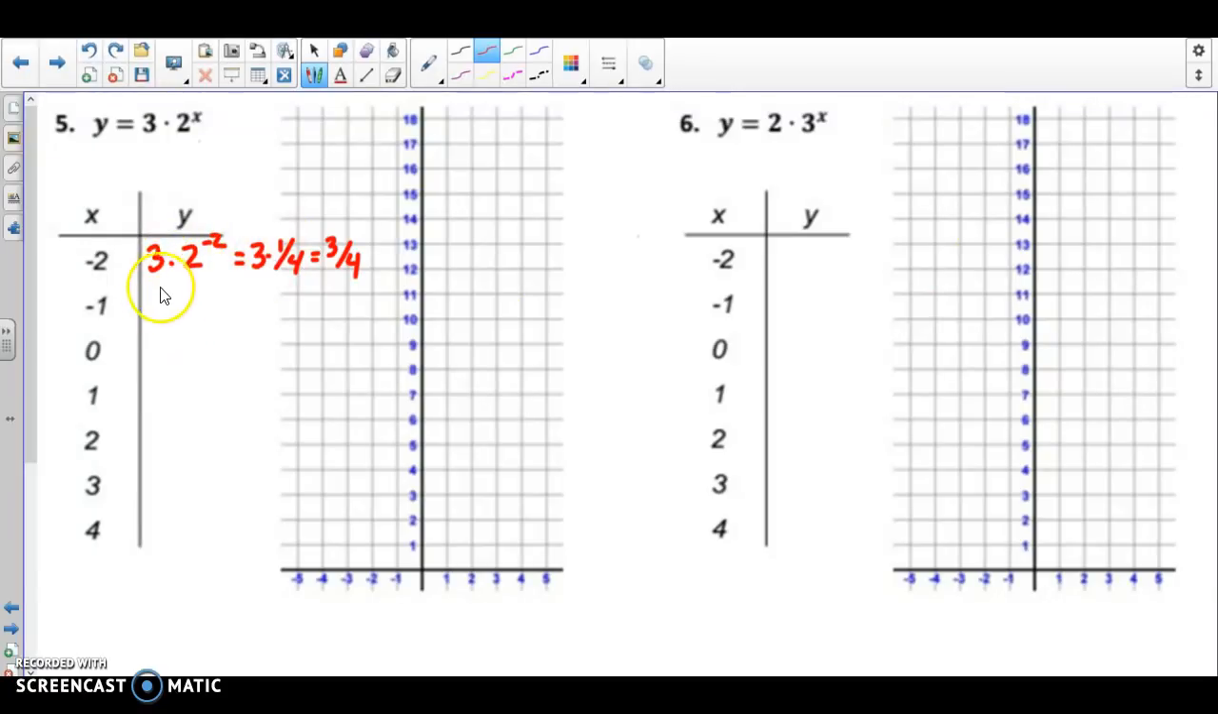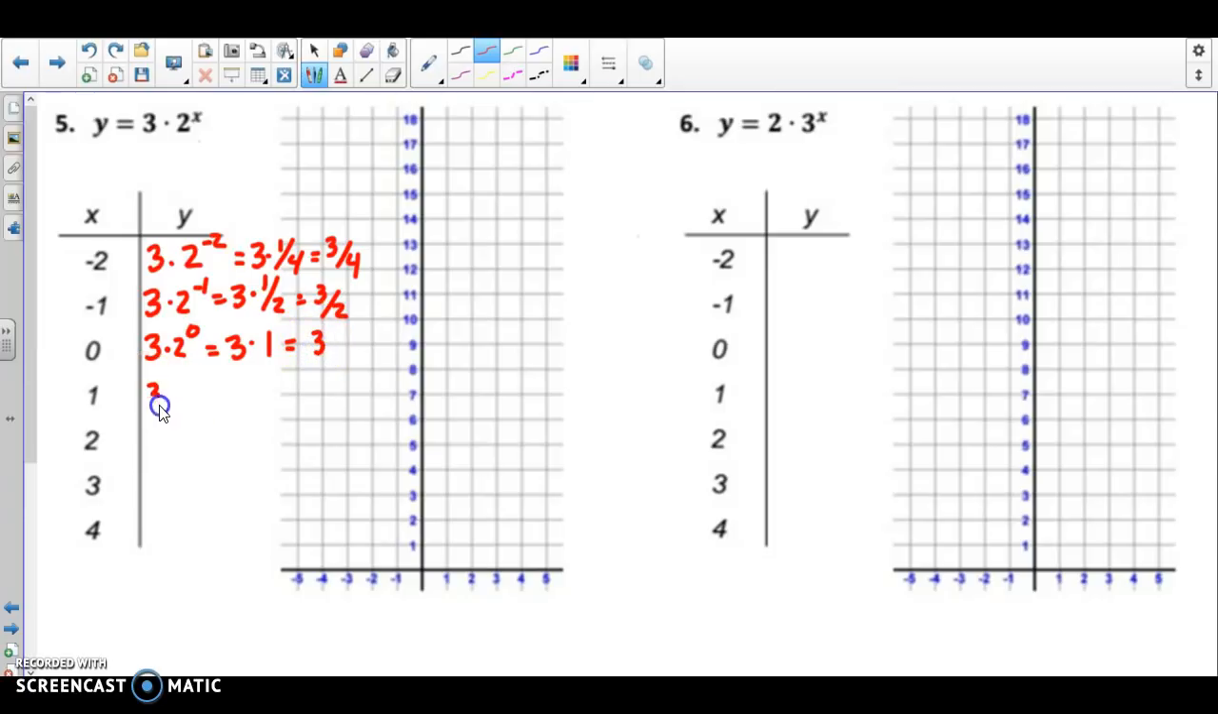Okay, so we did the first one, so now we do the same thing for the second. So we have 3 times 2 to the negative 1, which is 3 times 1/2, which is 3/2. Okay, then we have 3 times 2 to the 0, which is 3 times 1, because remember 2 to the 0 is 1, so we have 3.